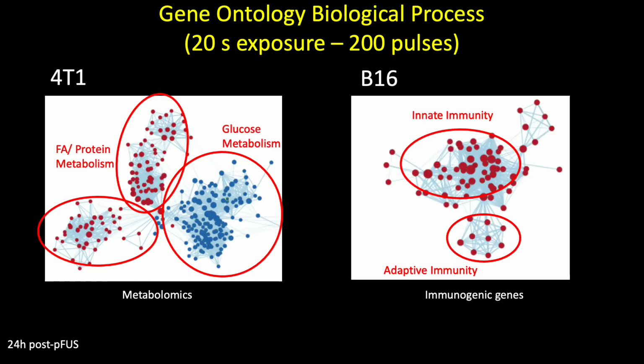So if we hone down on these general biological processes with slightly more focused analyses, what we see is if we run the 4T1 data through a metabolomics gene set, we see very specifically downregulations in glucose metabolism, as well as upregulations in fatty acid and protein metabolism. And if we look at immunogenic genes in the B16, we see activation of largely innate immunity, but even some small activation of adaptive immunity gene sets.